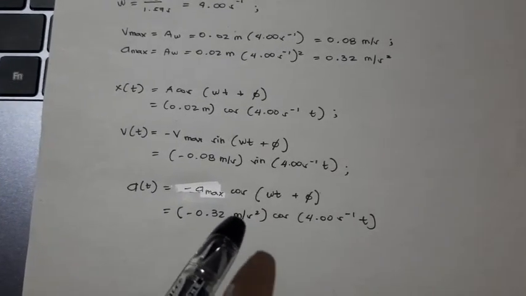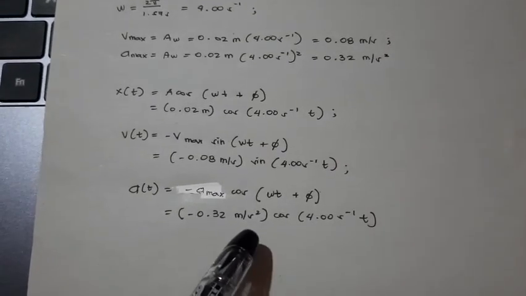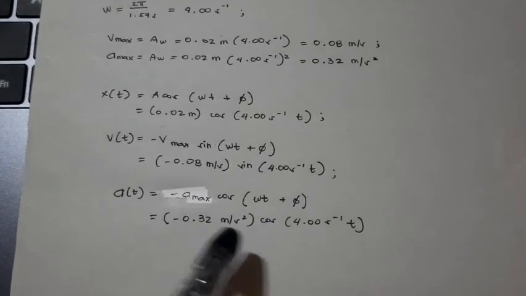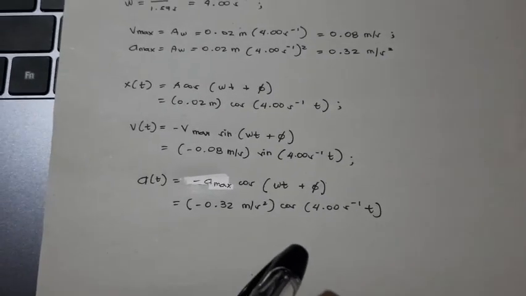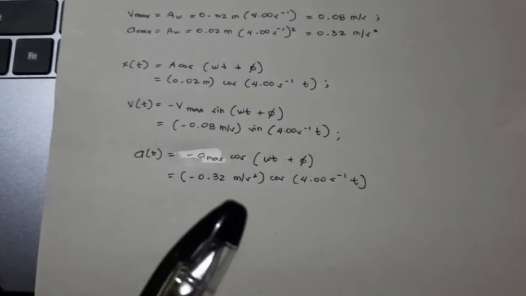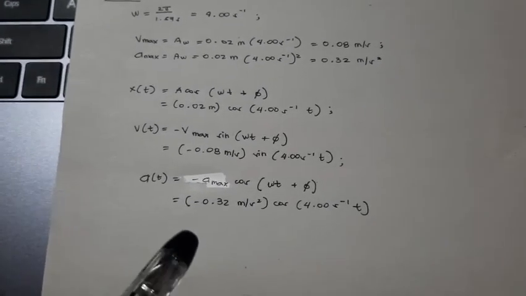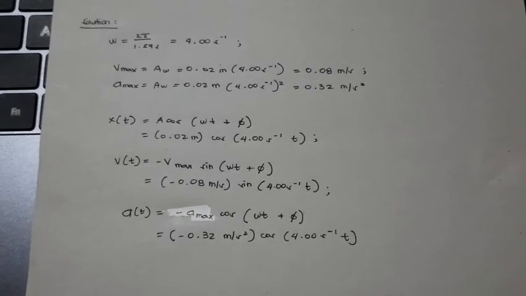Then the cosine of the angular frequency times t plus phi, and we plot in the values. So those are the equations of motion. That would be all.